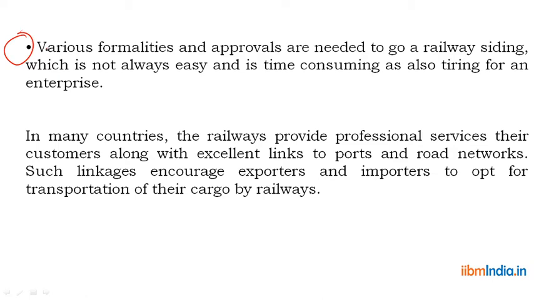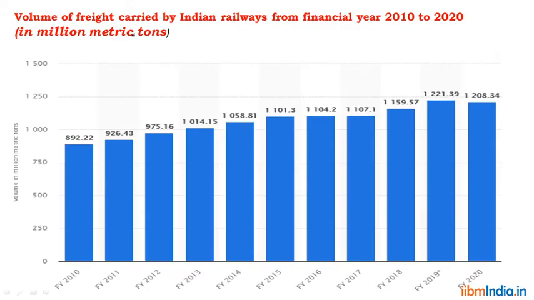Because there is linkage with the ports and the road network, that is the only reason we sometimes prefer railway cargo. Volume of freight carried by Indian Railway from financial year 2010 to 2020, in million metric tons. You can watch this. Financial year 2020, 892.22 million.